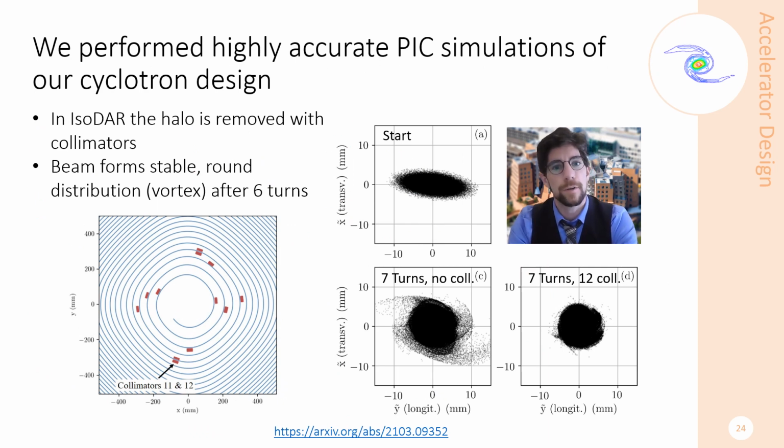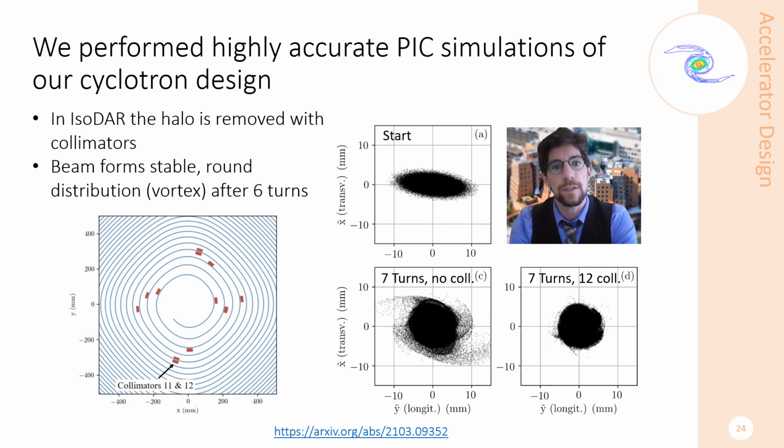Here I'm now showing the OPAL simulations of the IsoDAR cyclotron design. We again start with a mismatched beam that is slightly elongated in the longitudinal transverse space, and then we track it for 7 turns with space charge and the cyclotron's own focusing forces. And you can see that a slightly roundish distribution does develop, however, with a lot of halo around the beam. Now this halo would fill the space, the gaps between subsequent turns in the extraction region.